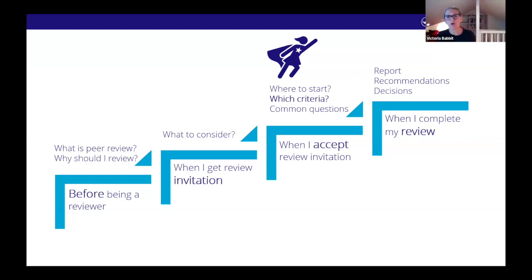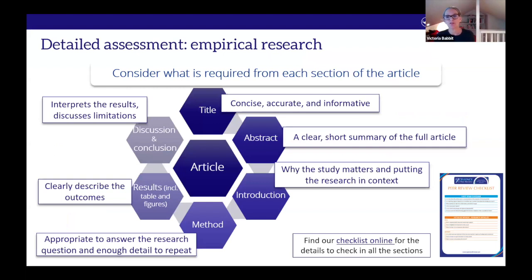So once you have an overview of the article, it's time to assess in greater detail. And I've already mentioned that you need to consider whether you're assessing empirical or theoretical research. And I just want to go into a bit more detail about what you might expect from each of these different types of research. If you're assessing an empirical research study, then what the authors have reported in each section of the article will be important. As you look through the paper in detail, you can consider what is required from each section and what you should be able to understand from reading that section.